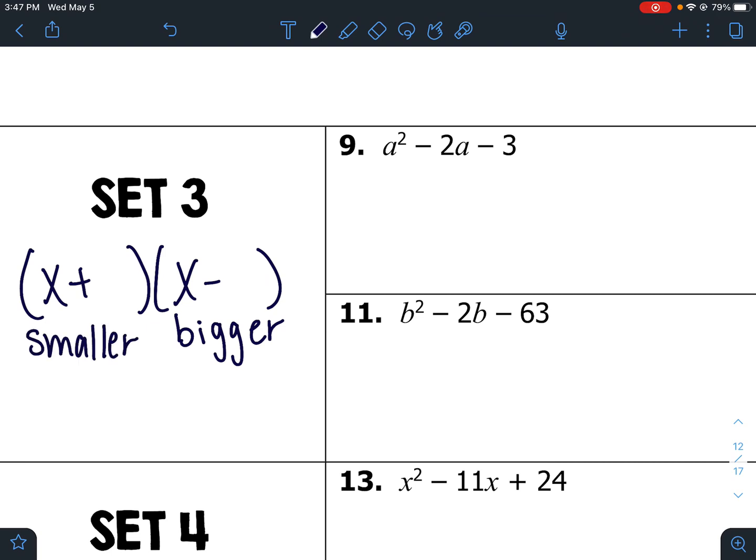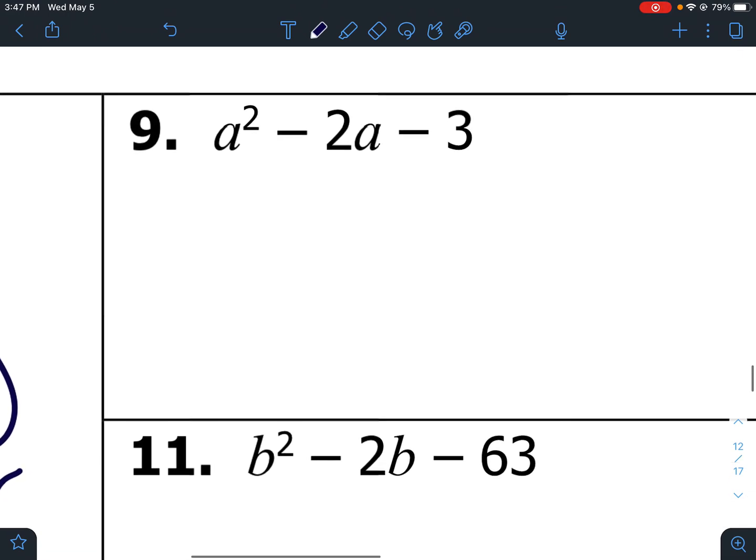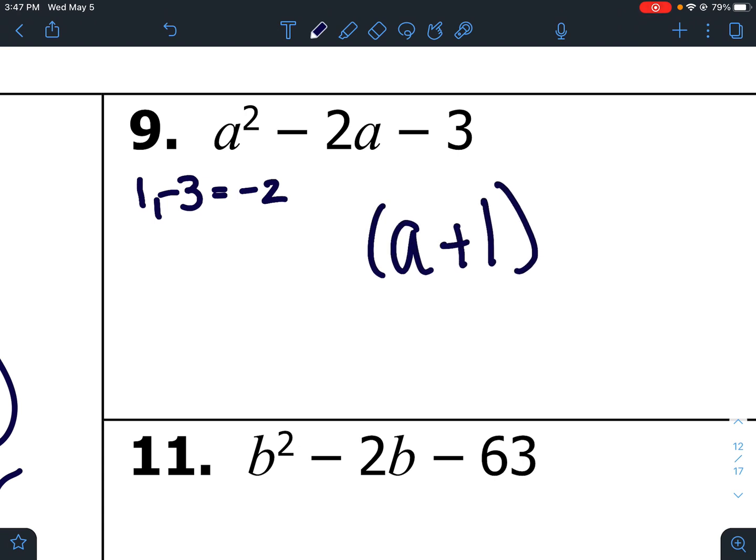Let's take a look. This first one's pretty basic, right? 3. That gives me 1 and 3. Literally my only option. Okay, my bigger number is negative. 1 minus 3 gets us to negative 2. That's the number I'm looking for. A plus 1, A minus 3. Love it.